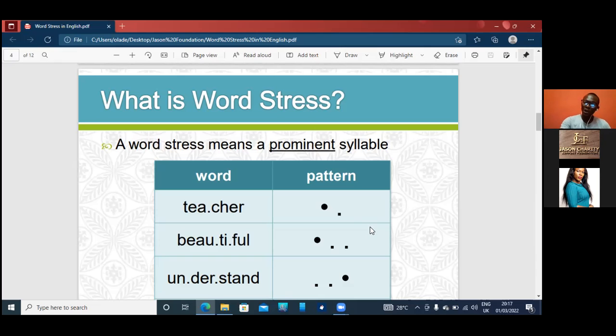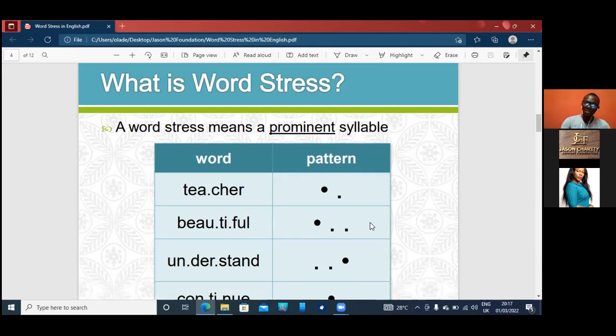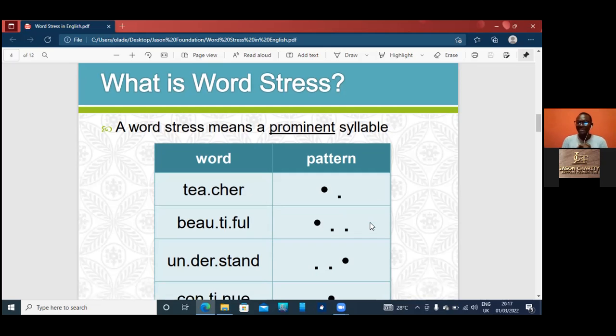Here, where you have the circle, you have the word prominent and the primary stress. Secondary stress is indicated by the dots, like a square. So the word teacher, for instance, has how many syllables? Hello?